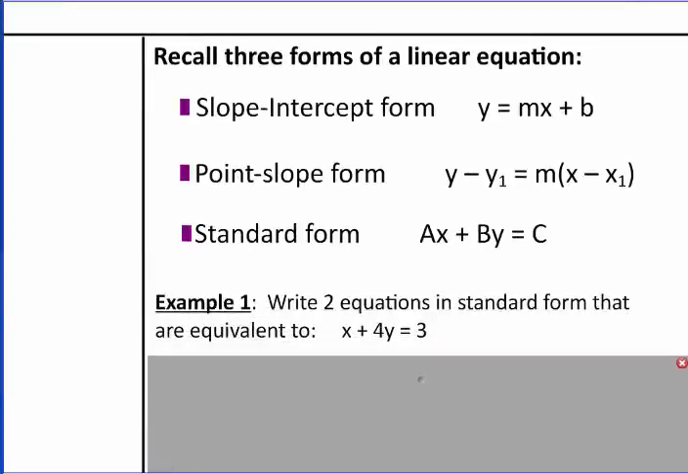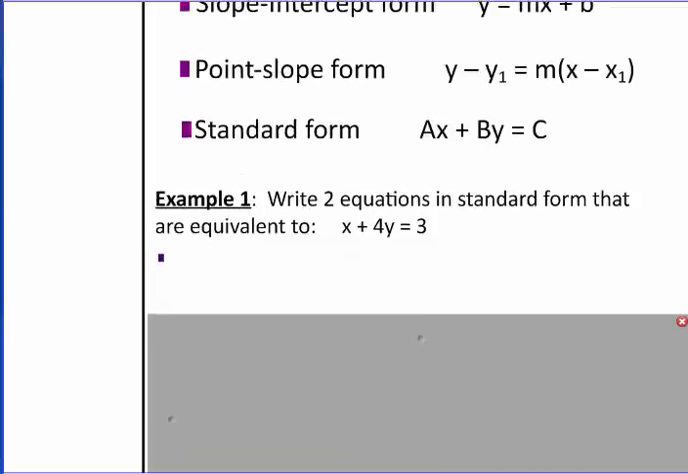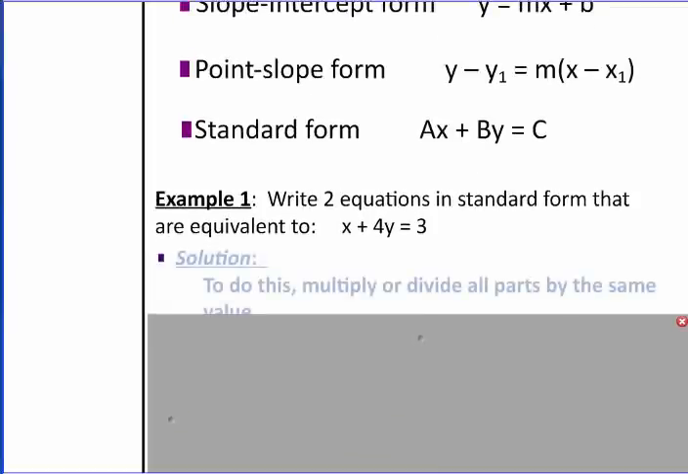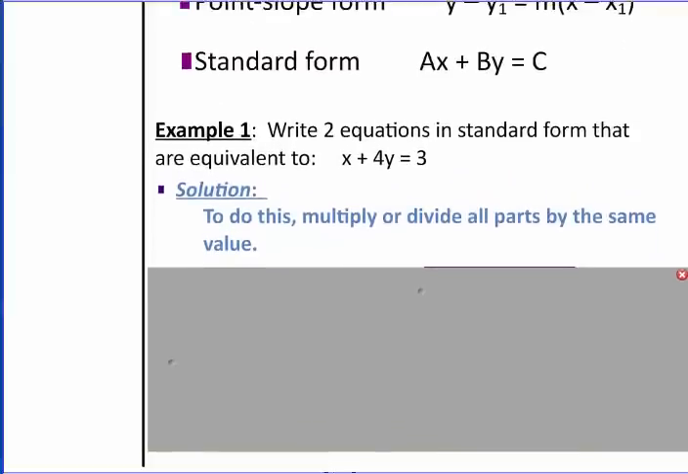So let's look at an example. With this example, we're just taking an equation that's in standard form and writing other equations that are actually the same as this one. They're equivalent. To do that, you would multiply or divide all the parts by the same value. Even if you're dividing all the parts, it's the same as multiplying by a fraction. So we're really just multiplying all the parts by the same value, whether it's a fraction or a whole number. And that gives you equivalent equations to the one that we started with.